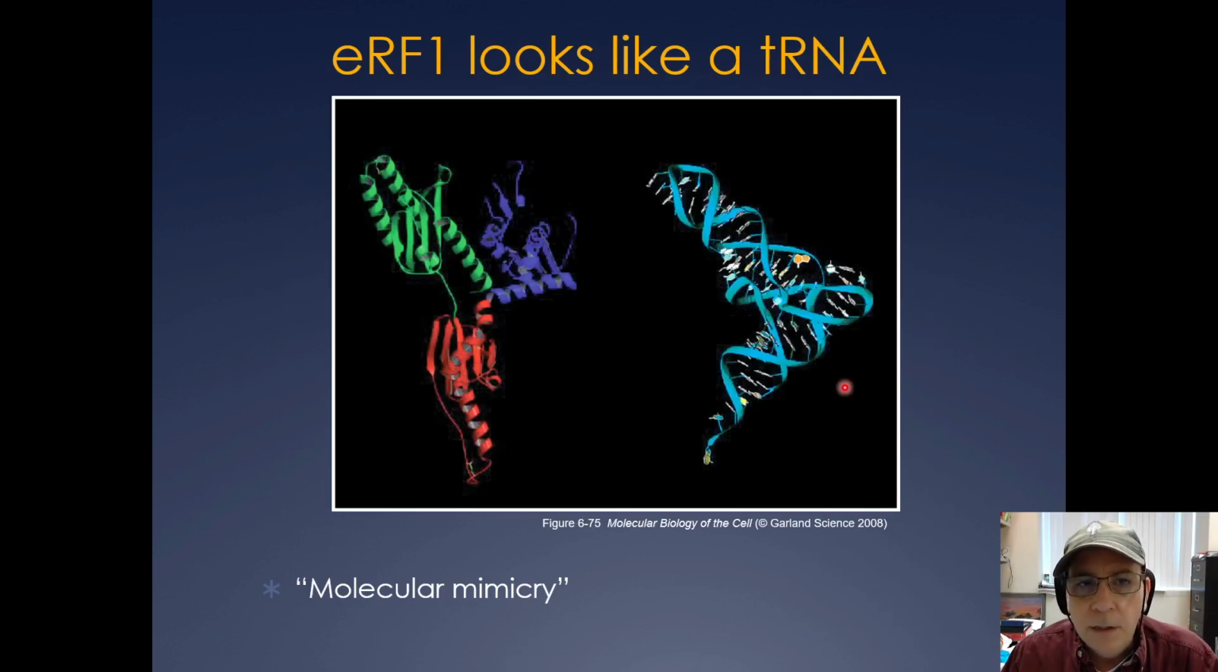Now, it turns out that ERF1 is a protein, but it actually looks like a tRNA if you look at it. And this is molecular mimicry. So here is a tRNA, and here is the ERF1. And I believe this is the anticodon sequence. So here is where the ERF1 would associate with the stop codons.